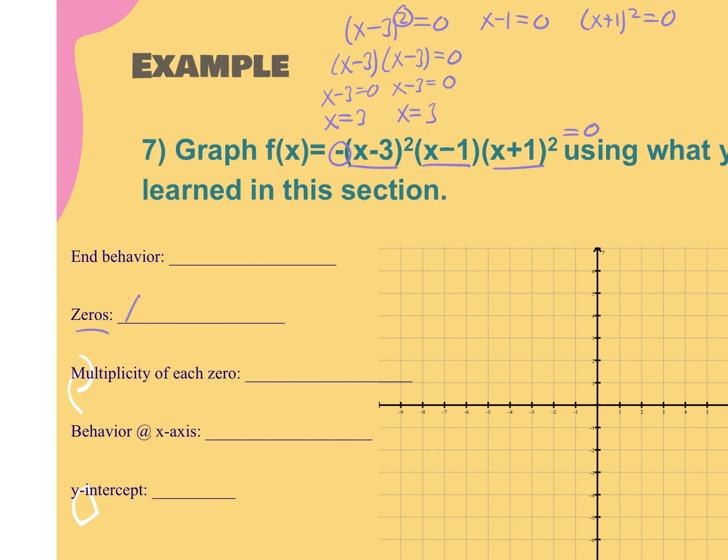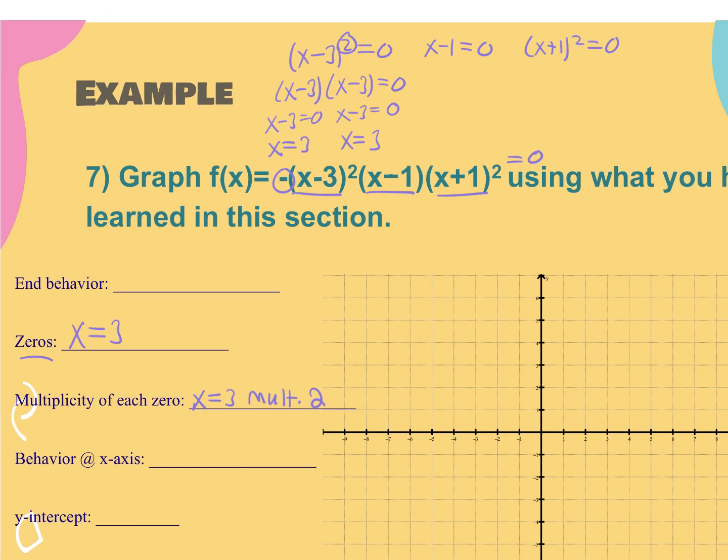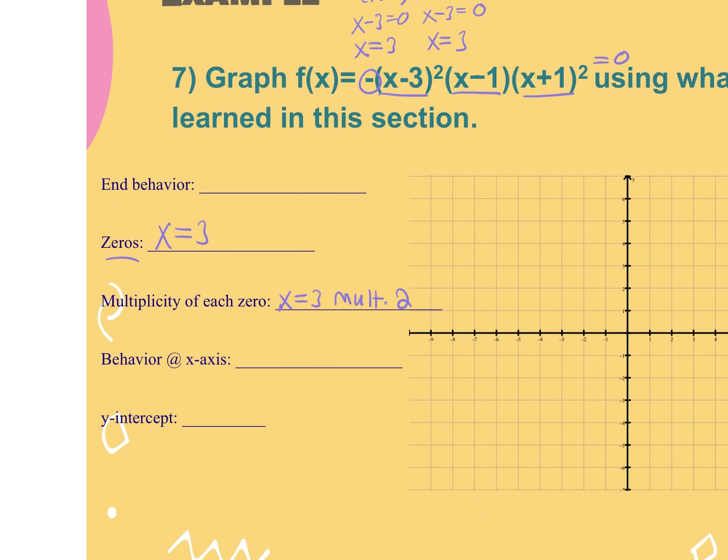If I get the same answer twice, I only have to write it once, so I'm going to say x equals 3. But what that means is that our multiplicity is going to change. I'm going to say x equals 3 has a multiplicity of 2, because it shows up twice. That's the only difference with that. And then that also means that at the x-axis, x equals 3 is going to bounce.